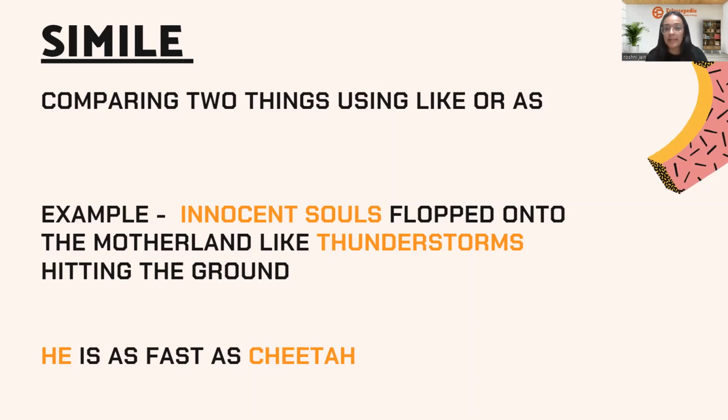Now I have compared innocent souls with thunderstorms. Now why have I compared innocent souls with thunderstorms here? Because thunderstorms create a lot of destruction when they touch the ground. Similarly here, because of the destruction, the innocent families and children have lost their lives, as a result of which they have been compared with thunderstorms. The next example of simile is, he is as fast as a cheetah. The speed of a boy, the speed of a human being has been compared with the speed of a cheetah. Correct? So it's a simile.